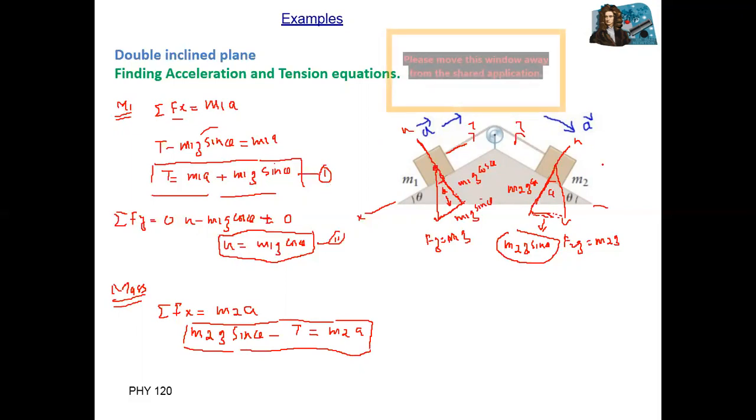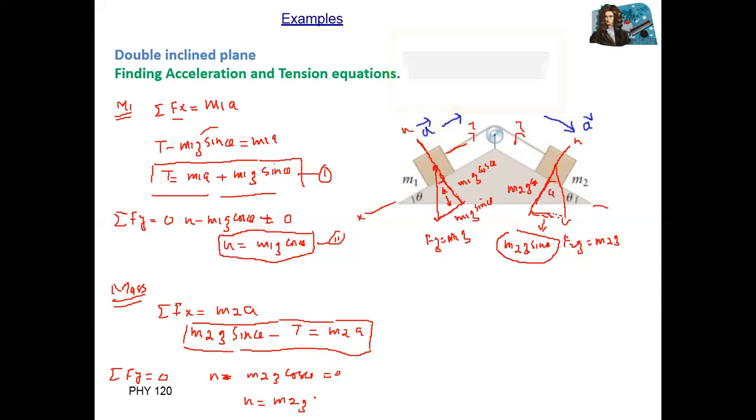Now, the sum of all forces along the y-axis: there is no motion, so the sum of all forces along the y-axis equals 0. Only two forces: n minus m2g into cosine of theta equals 0. So n is equal to m2g into cosine of theta.